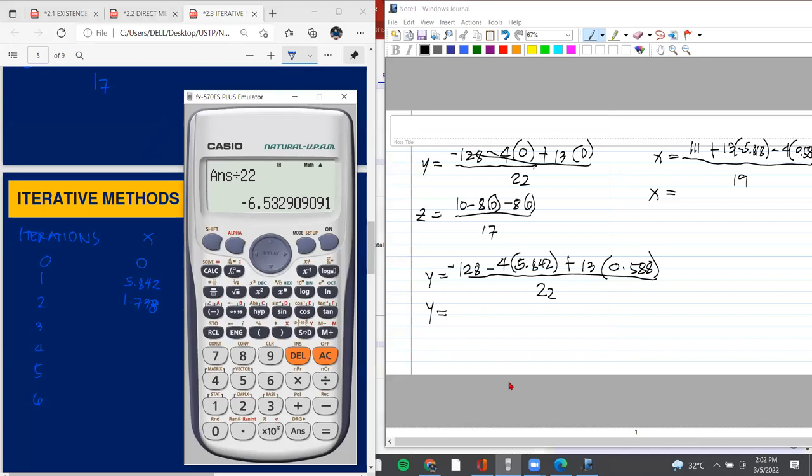So 6.533, negative 6.533. And for z, we have z is equal to 10 minus 8 times x, 5.842, minus 8 times y, y is negative 5.818, over 17. So the z for the second iteration, we have 10 minus 8 times 5.842 minus 8 times negative 5.818 divide 17.